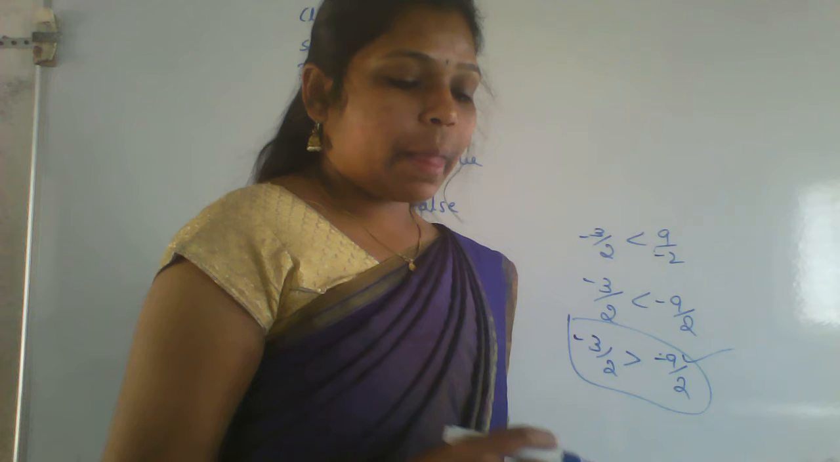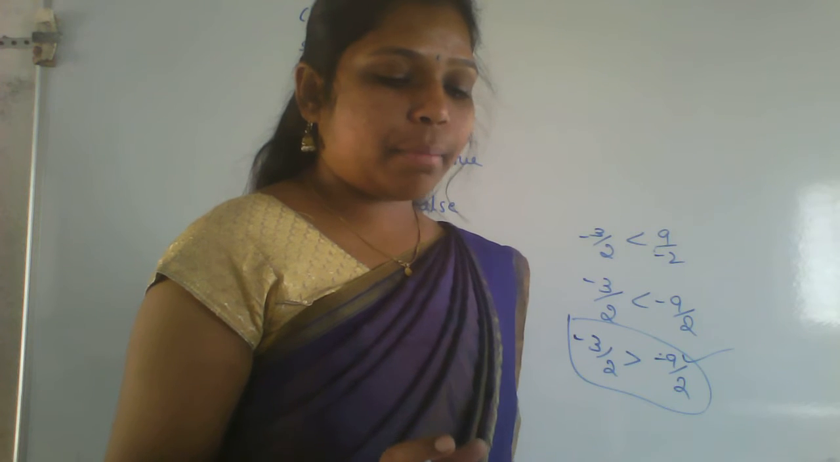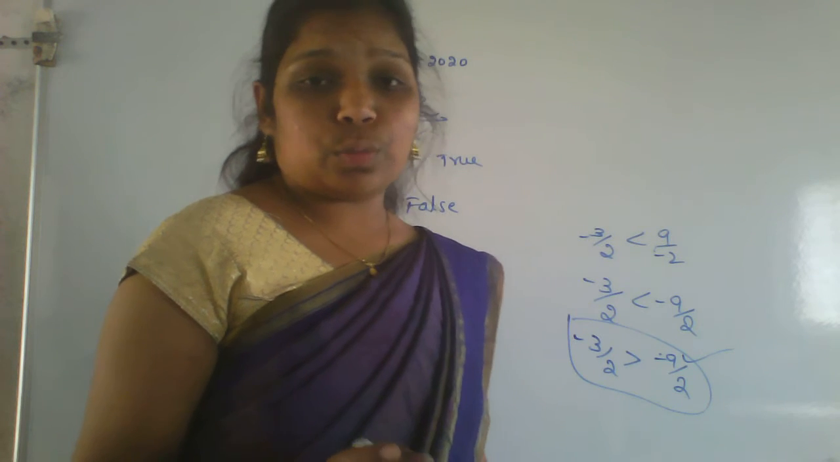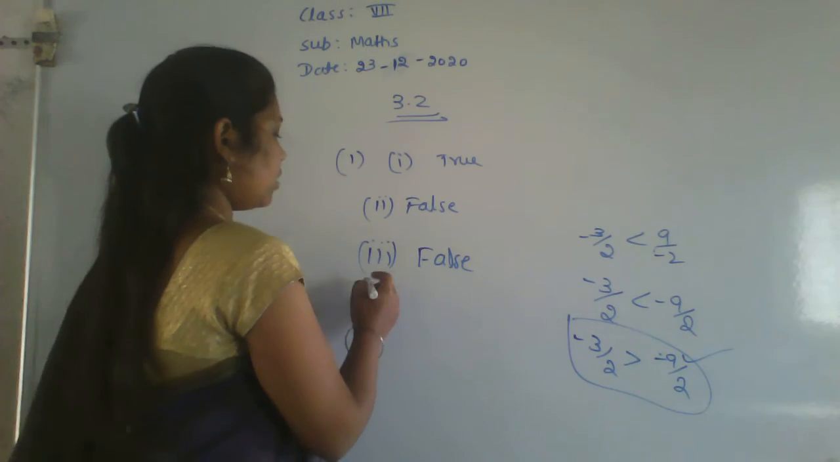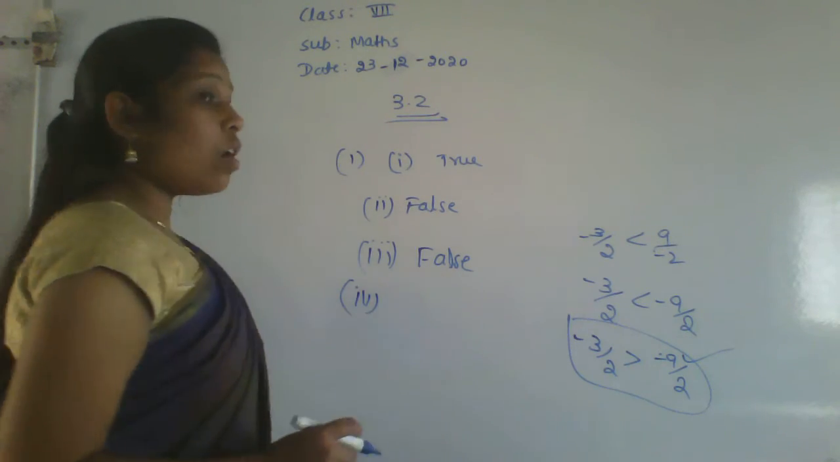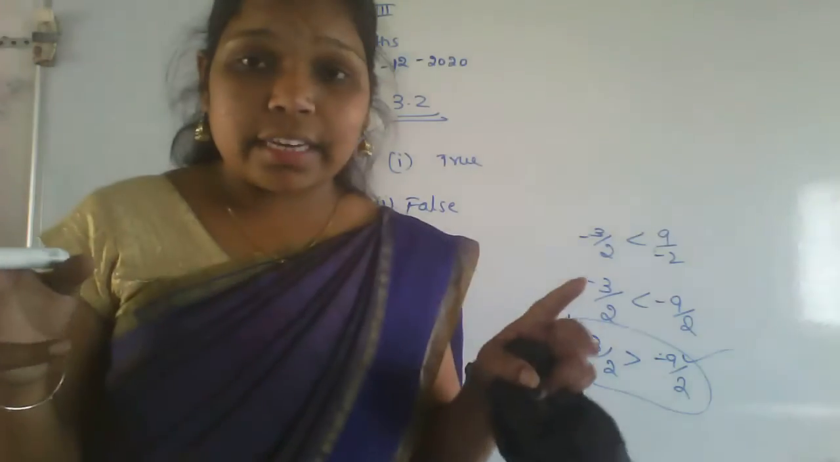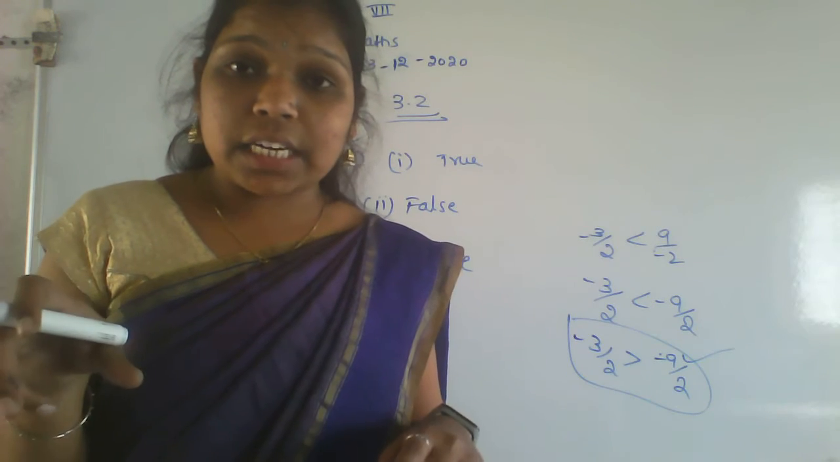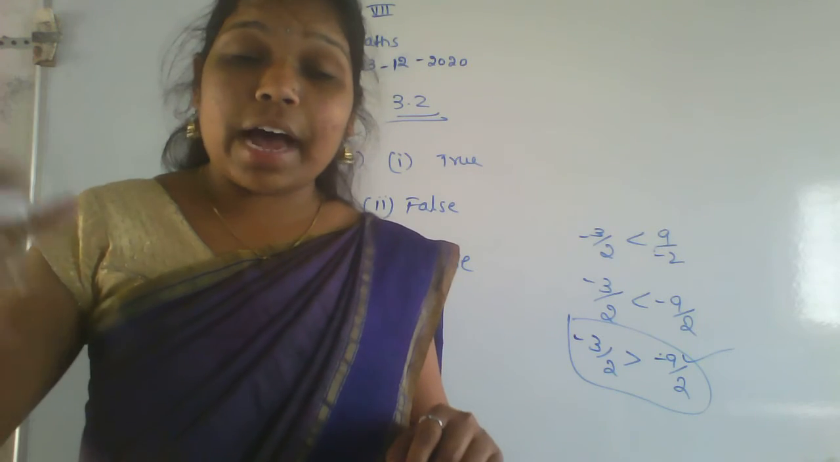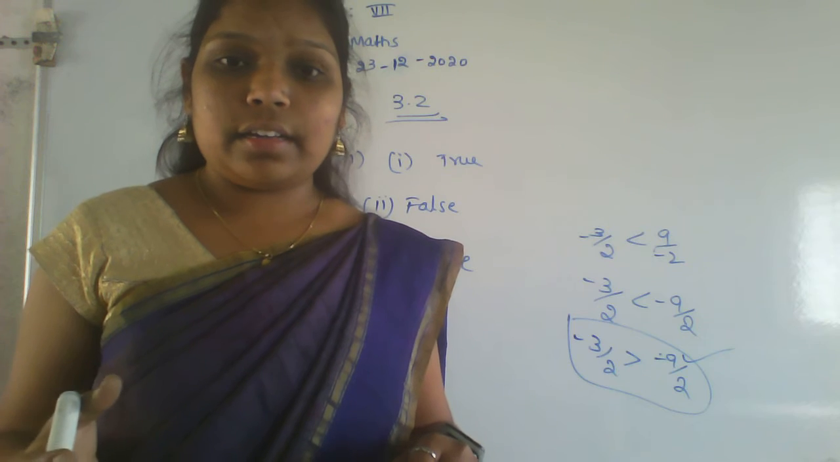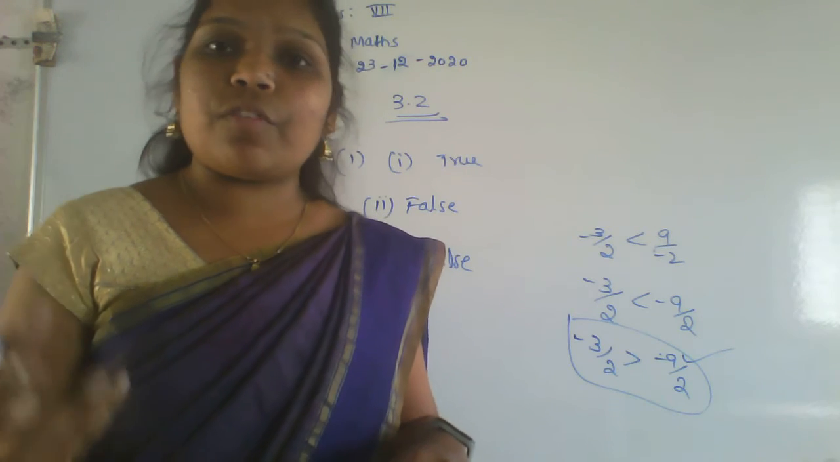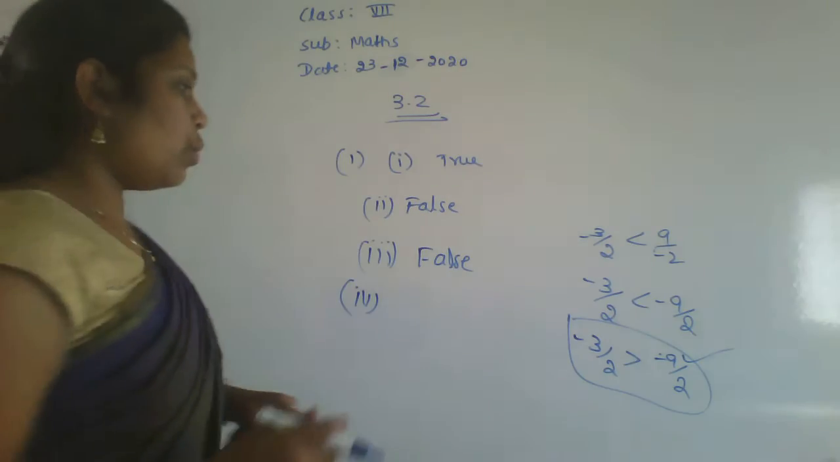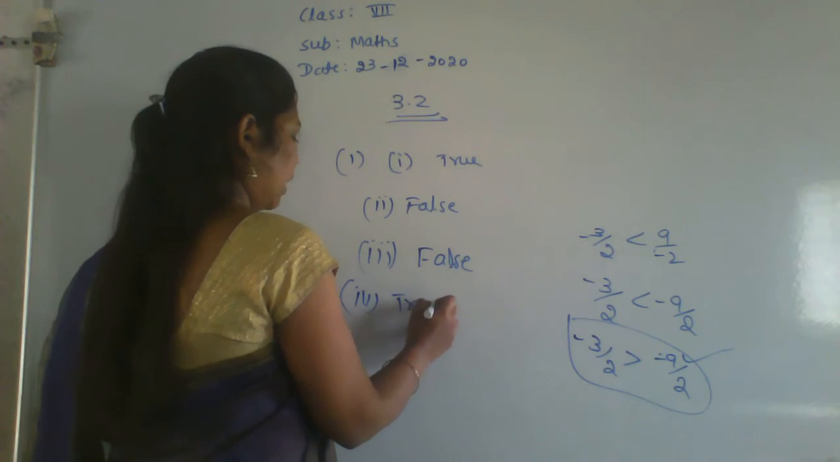Next, the fourth one. The infinite rational number lies between the... Oh, yes. Of course, it is true. Because if they give any two rational numbers, in between those two rational numbers there will be infinite rational numbers. You can find an infinite number of rational numbers. So here that is a true statement.